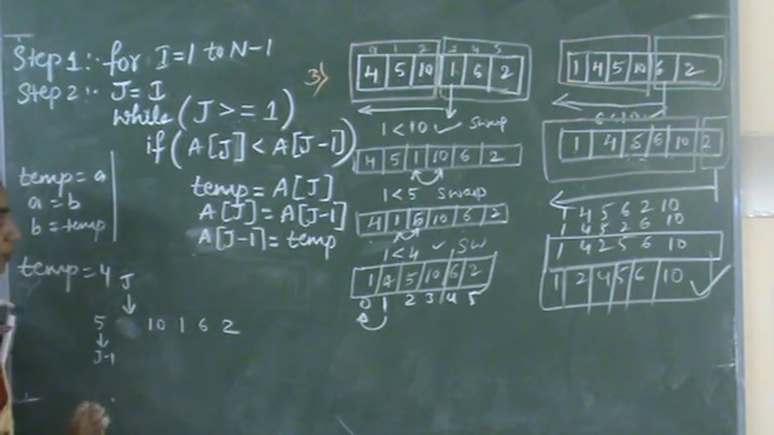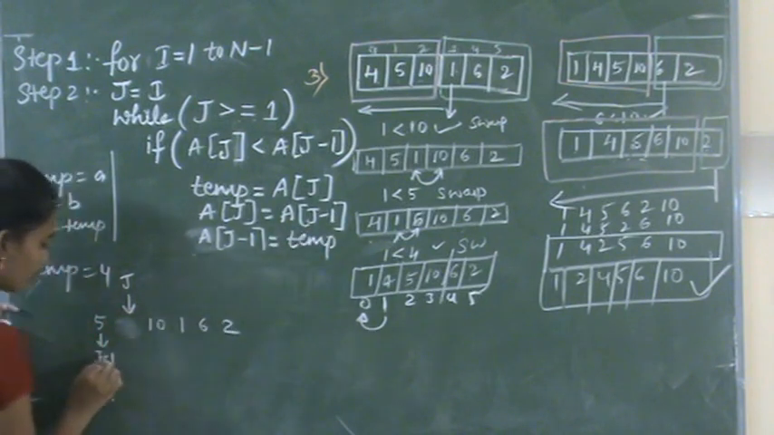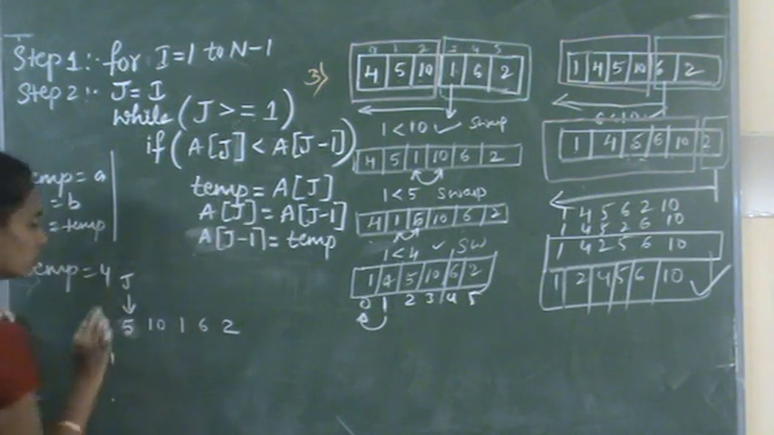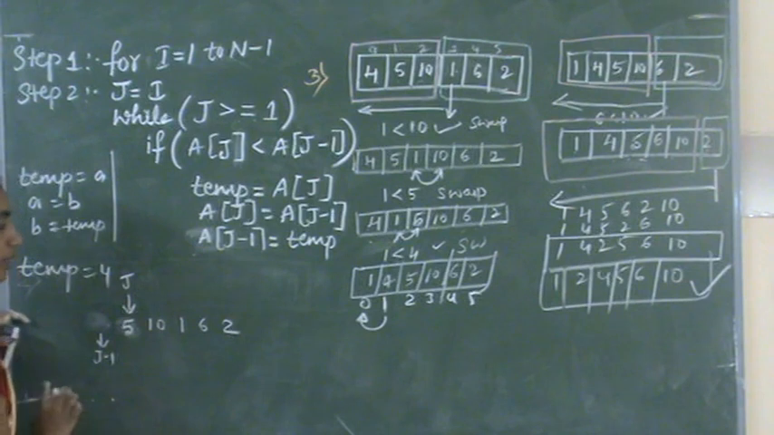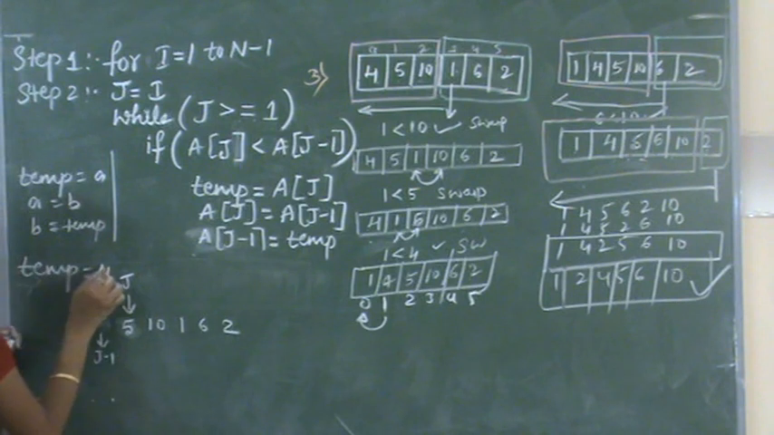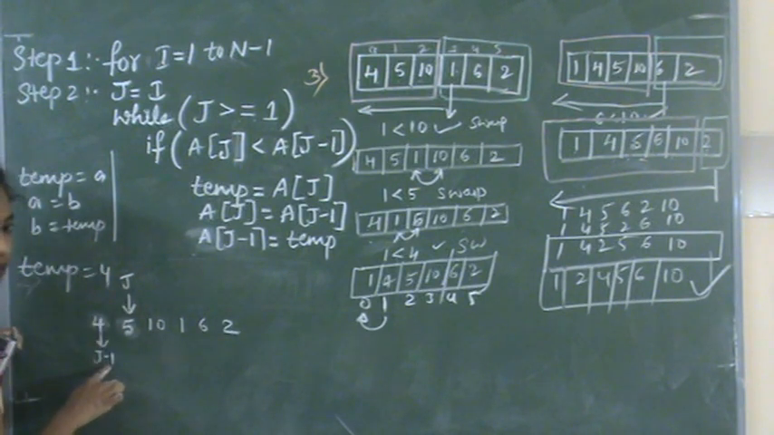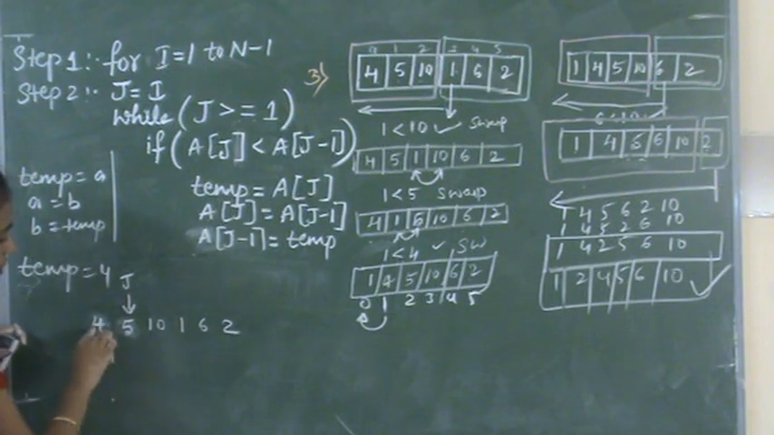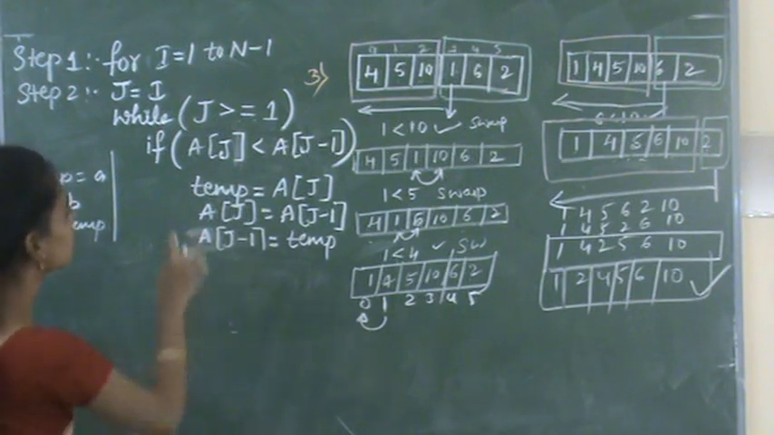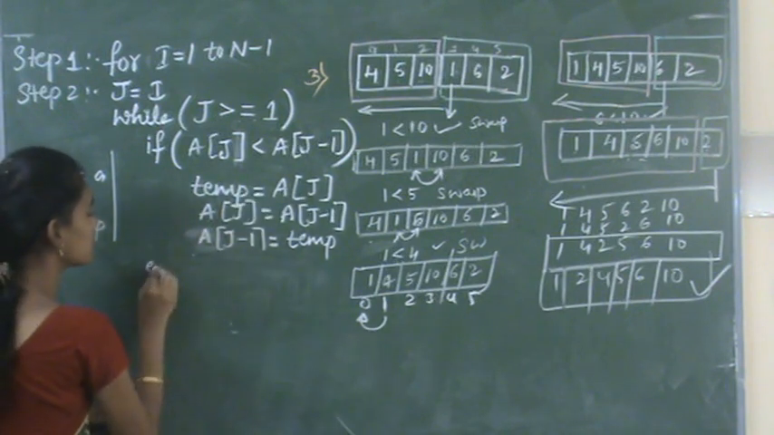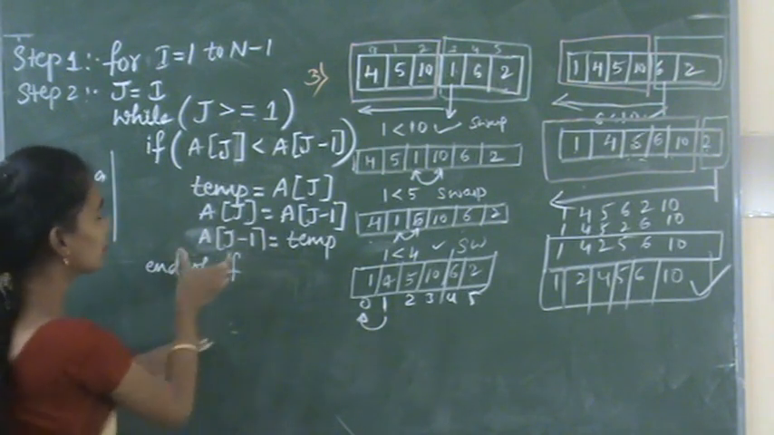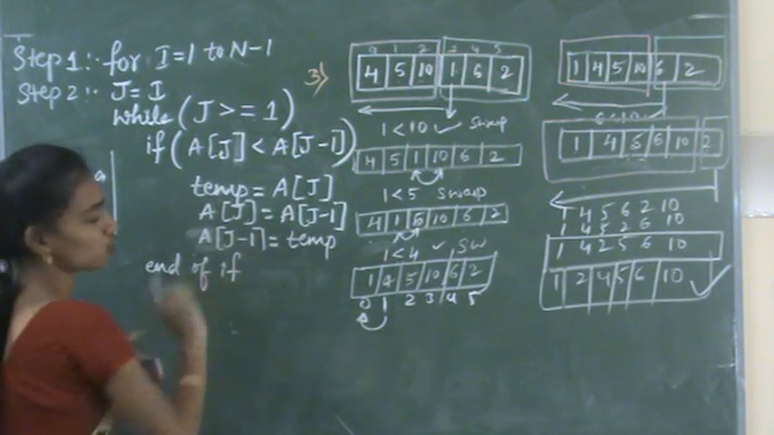So 4 is assigned to temp. Now a of j value is 5, so this 5 I am assigning to a of j. That means I stored 5 here. Now this becomes empty. Then I am assigning the temp value to a of j minus 1. What is the value of temp? That is 4. So 4 is assigned to a of j minus 1. So this becomes the swap. This is the algorithm we are using, right? If it is true, we swap. So this becomes the end of if. If it is only one element, we stop here, right?